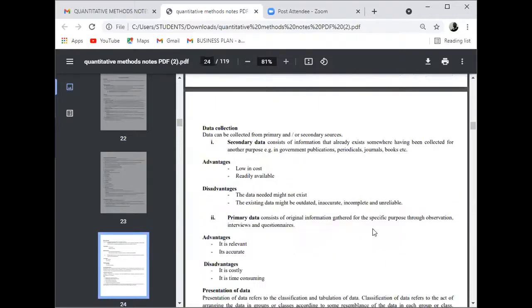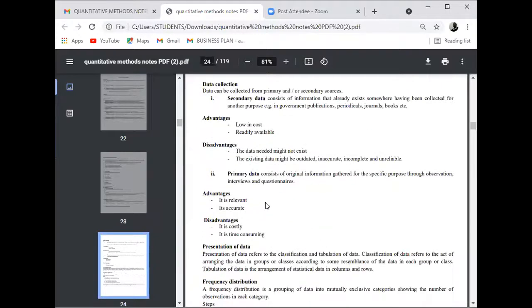Then, having looked at statistics, its importance, its limitations and all that, we can go to how we collect statistical data, data collection. And here I will say this: data can be collected from two sources. Number one, it can be collected from primary sources, and number two, from secondary sources.